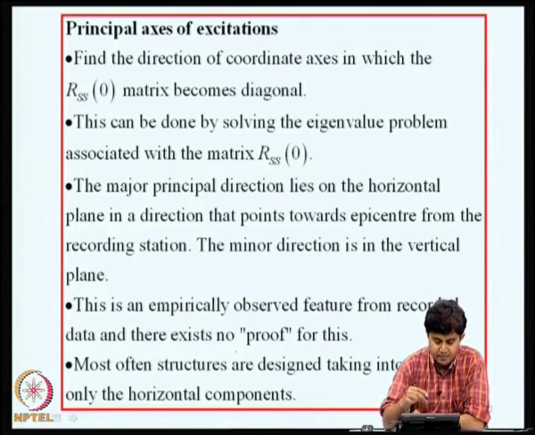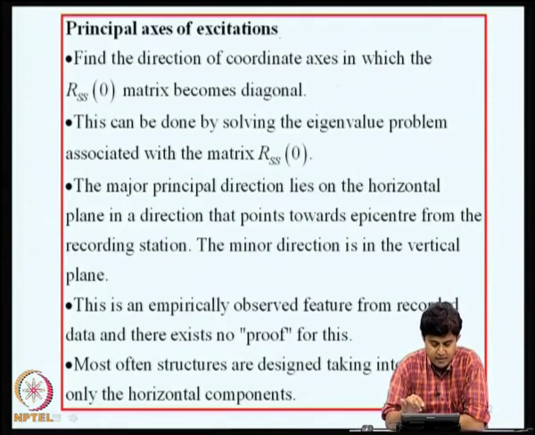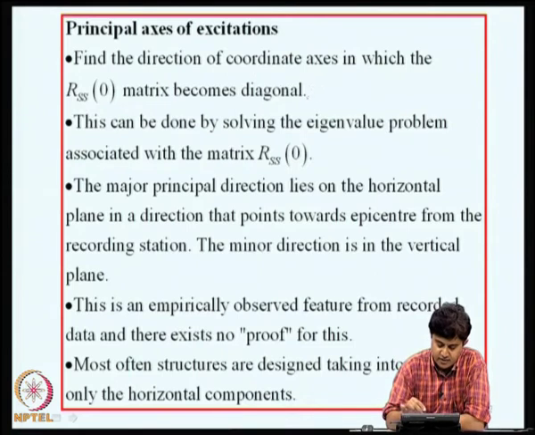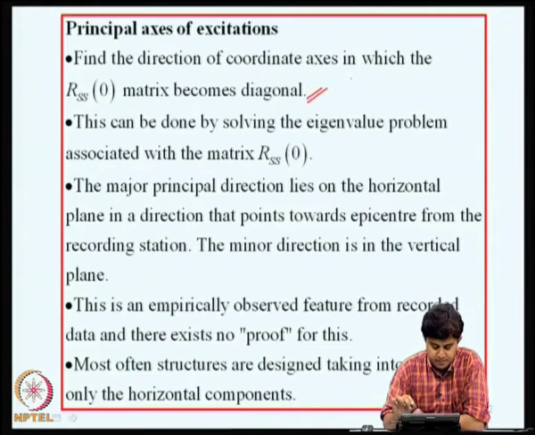So, we find principal axis of excitations. How do we do that? Find the direction of coordinate axis in which RSS of 0 matrix is diagonal. This can be done by solving the eigenvalue problem associated with the matrix RSS of 0.